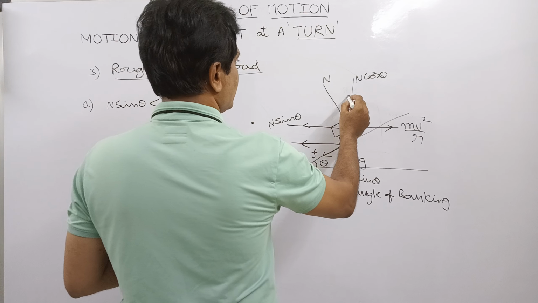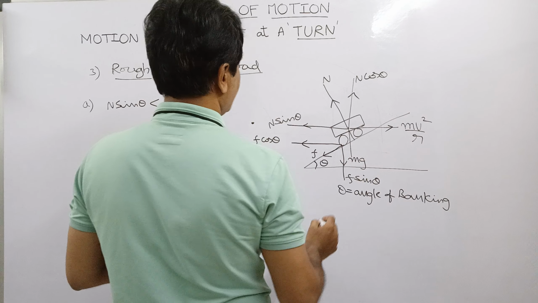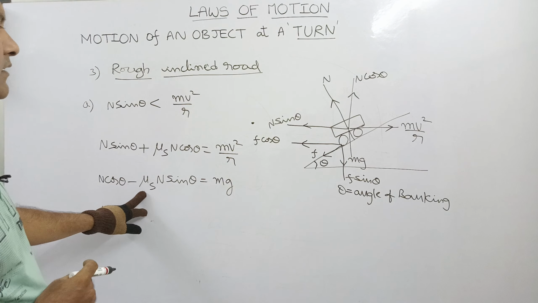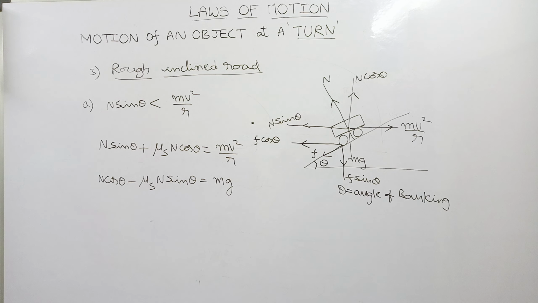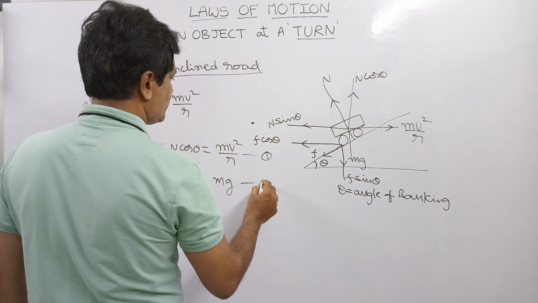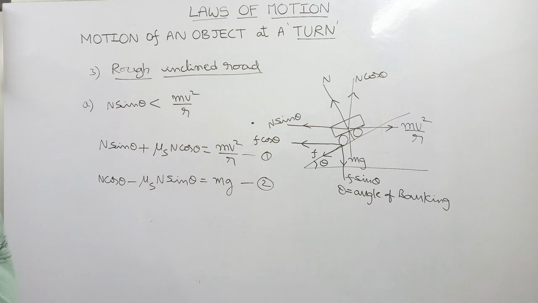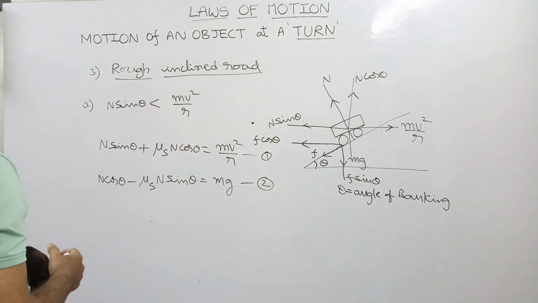Normal reaction, this component is upwards, and this component is downwards, so we have subtracted this one. So we have got the value as n cos theta minus mu s n sin theta is equal to mg. So this is equation 1, this is equation 2. Okay. So we will divide equation 1 with equation 2.